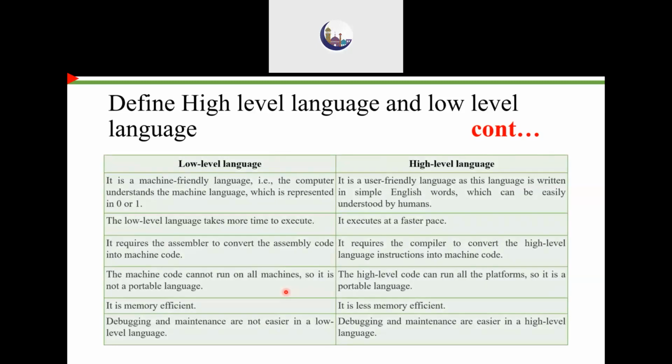So the differences between low level language and high level language, please go through it. It's not a bigger task. Whatever we have discussed in the previous slides has been recapped over here.